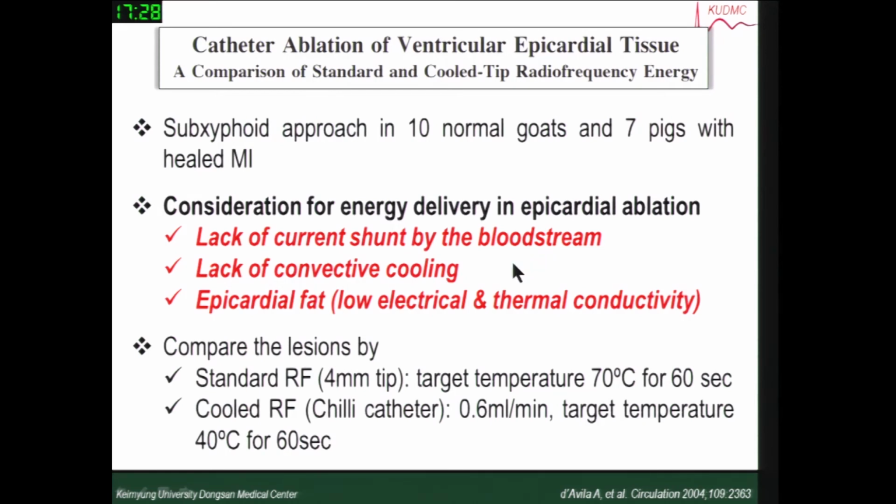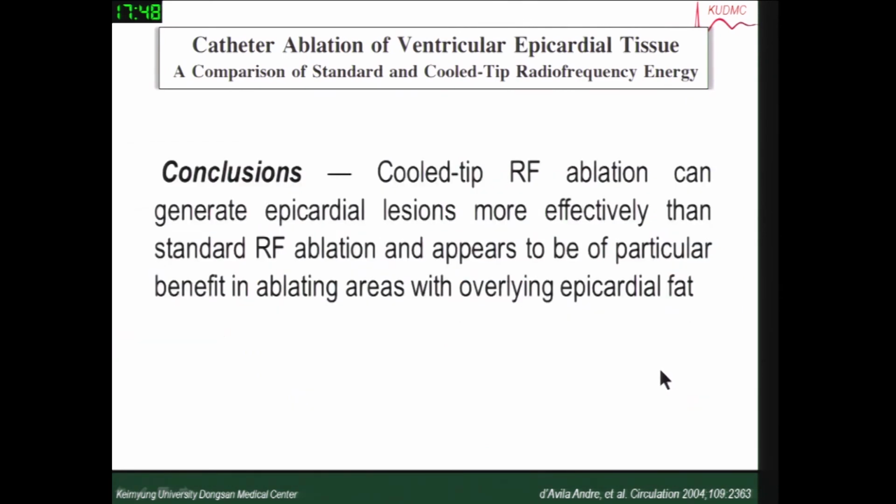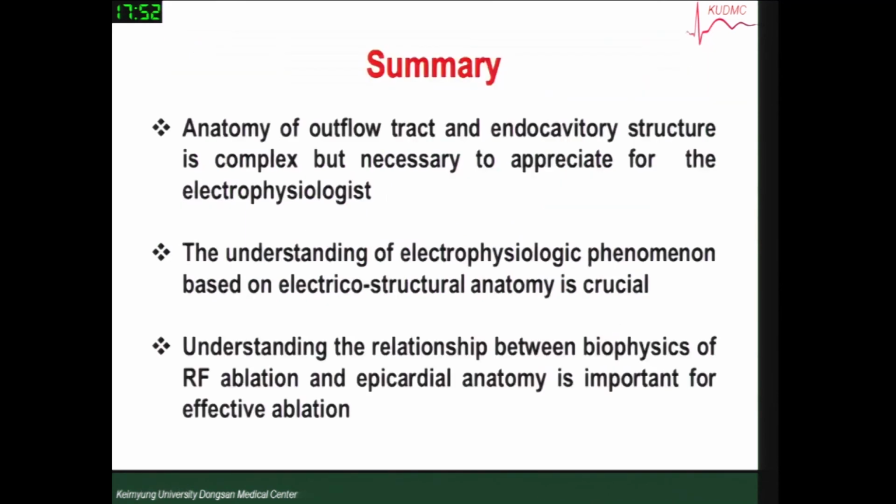In epicardial ablation, there's a limitation of the ablative therapy because there's a lack of current shunt by the bloodstream and a lack of convective cooling. And the epicardial fat is a very good insulator against delivering energy to the heart. There's a study with conventional RF energy and cool tip ablation. For conventional RF on top of the fat, there's no effect. So if you try to burn something on the epicardial side, you need to use cool tip catheters.